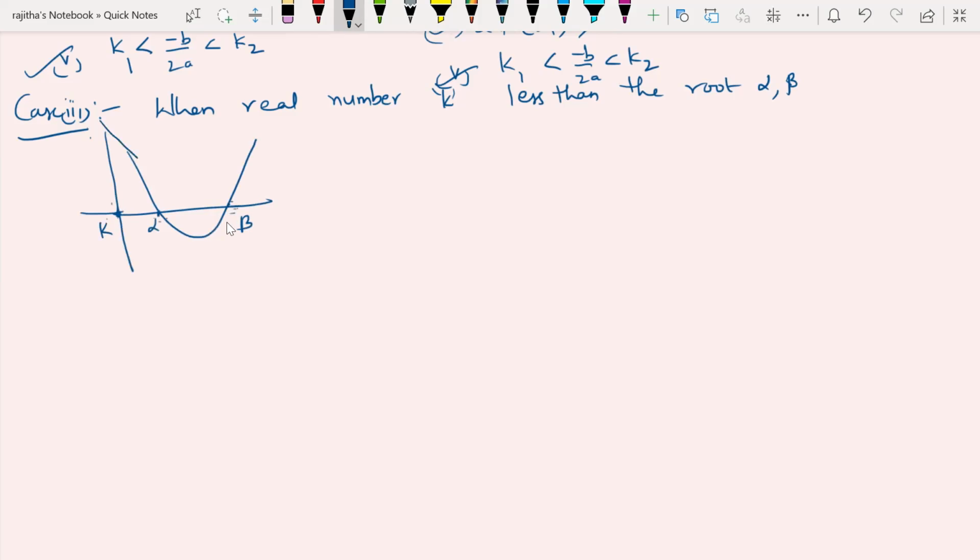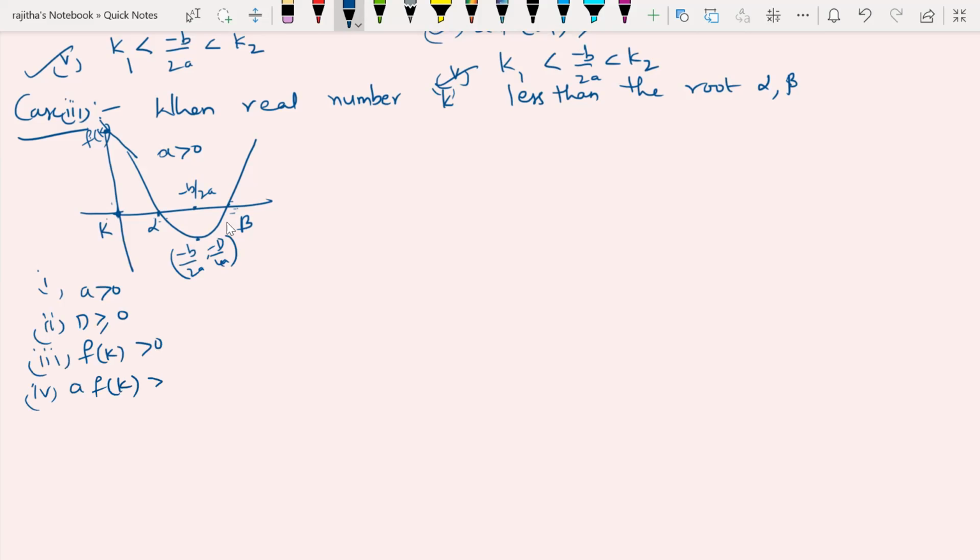Here is nothing but f of k. So a is greater than 0. The first point is here, minus b by 2a, and this is the minimum point, minus b by 2a comma minus D by 4a. Let us see the conditions. A is greater than 0. Next, the discriminant is not equal to 0. Next, f of k is greater than 0. And the third one is a into f of k is greater than 0. Next, the k value is always less than minus b by 2a.